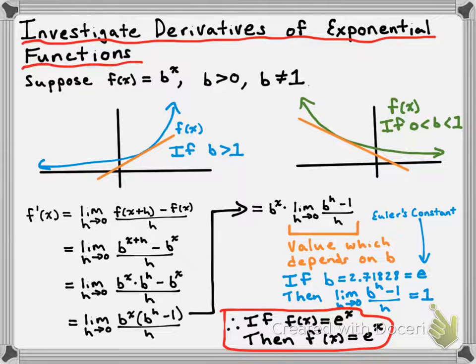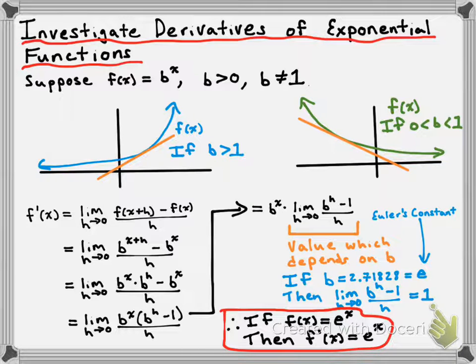Now here's the thing. At the beginning of this video, we started looking at the derivative of just some random exponential function b to the power of x. Unfortunately, at this point, we don't have enough information to come up with a specific derivative rule for f of x equals b to the power of x. That's going to be coming up soon, not in this video, but soon.